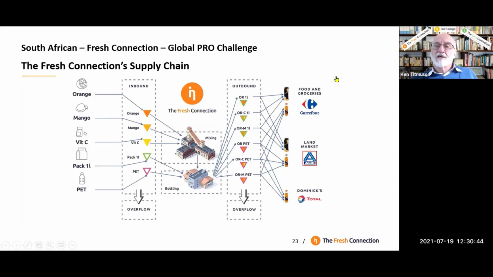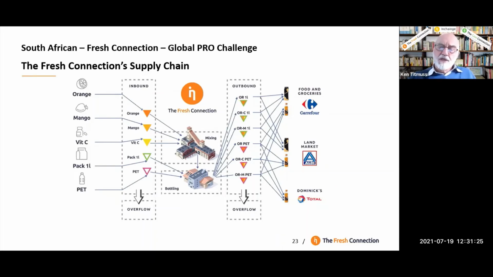And then we have three basic customers. We have Food and Grocery, which is a large supermarket chain. And they take both the 1 liter and the 300 milliliter bottles. We also have Landmark, which is more of a big box discounter. And they take also the 1 liter and PET bottles as well. And the third group of customers we have is petrol stations, where they have these small shops, and they only sell the 300 milliliter bottle for people that come in and want a quick refreshment while they're filling the car up.